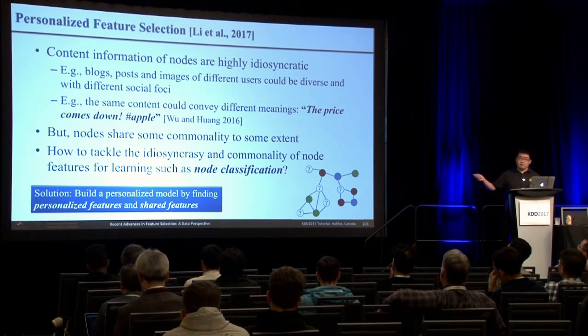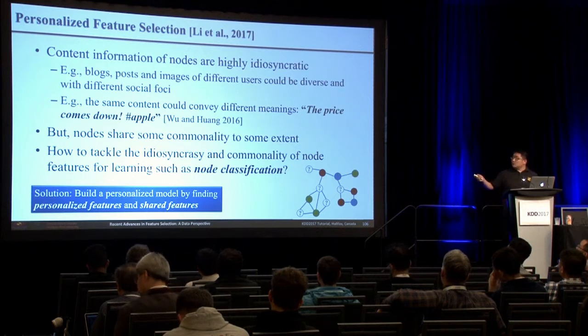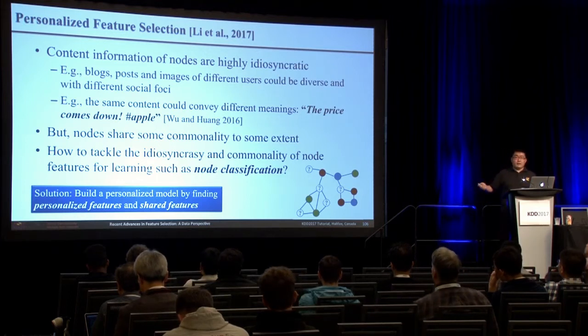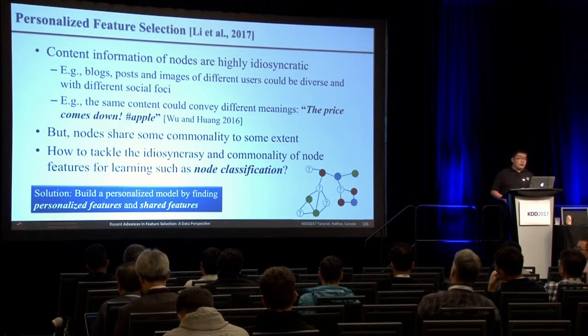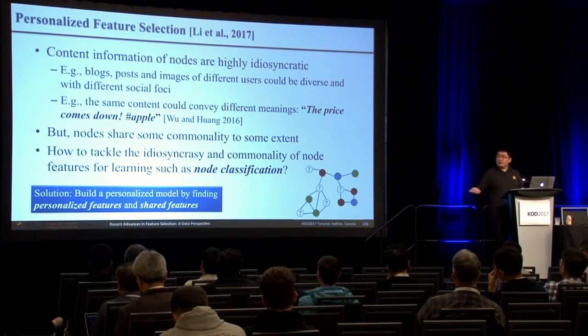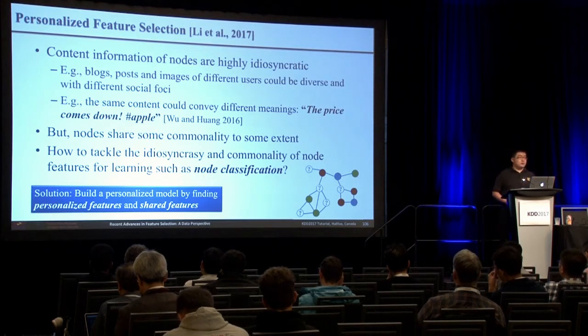Another example is that even the same content information may convey quite different meanings. For example, consider a post on Twitter: "the price comes down #Apple". If the author is a student who wants to buy some Apple product, this tweet may convey some positive sentiment. On the other hand, if the author is a businessman who holds a large amount of Apple stock, then this tweet may convey some negative sentiment. So we can see the content information of different nodes in the network could be quite different.